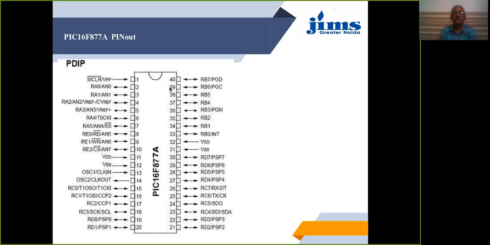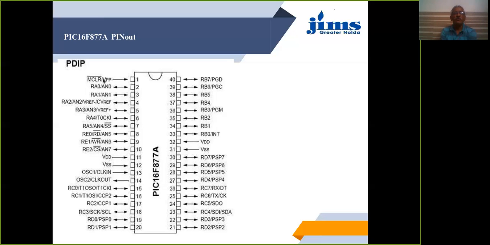Unlike the 8051 series, see how the voltages are connected here. Pin number 11 and pin number 32 are connected to VDD, that is the positive supply, plus 5 volts. And VSS, again you can see there are two, pin number 12 and 31, connected to the ground.